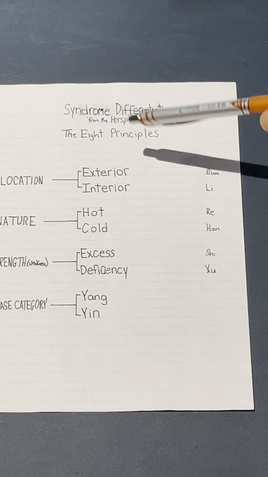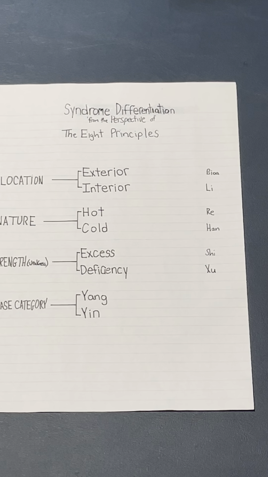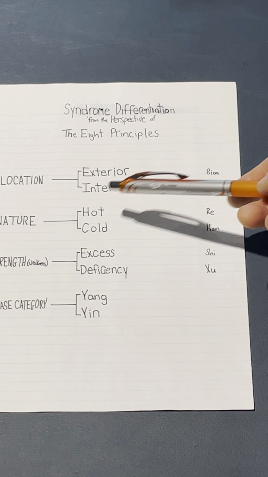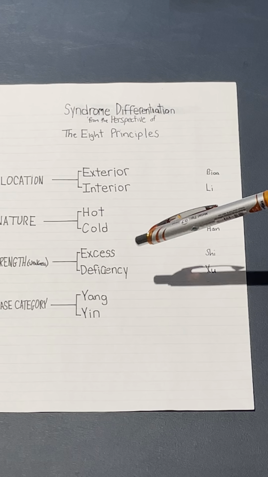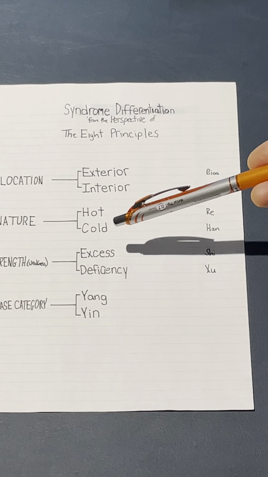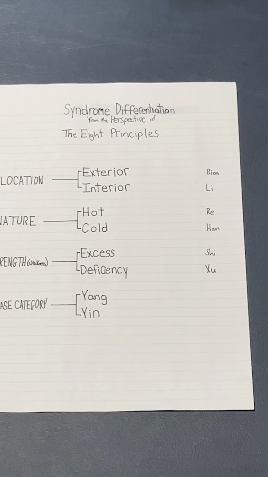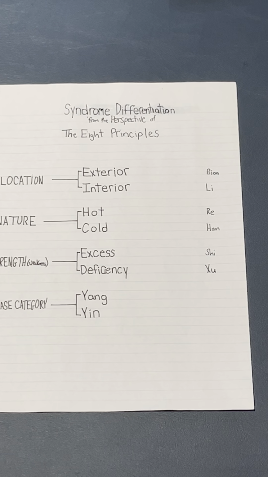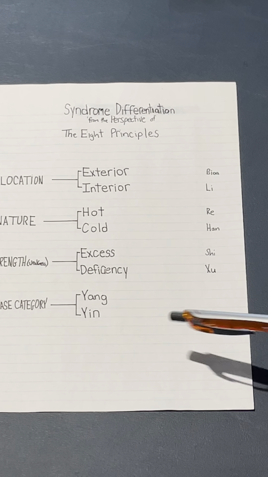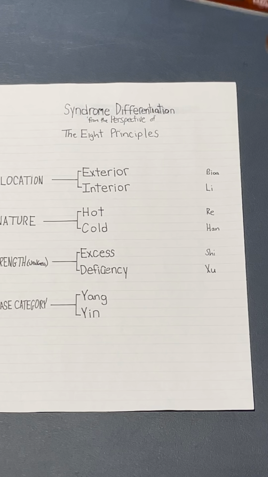Location, you're going to determine whether it's an exterior or an interior disorder. The nature, is it a hot one or a cold one? And that's energetically. The strength or weakness, is it a result of an excess or deficiency? An excess being something that's coming from the outside, or a buildup of something that's not being processed on the inside. Deficiency is you're weak in some area, therefore you can't function properly and you kind of lull down. Disease category, yang or yin, that takes a bit more in-depth explanation, as simple as it sounds.